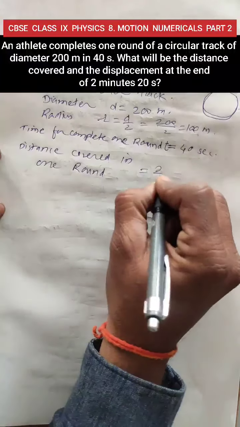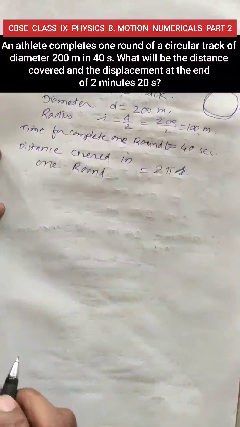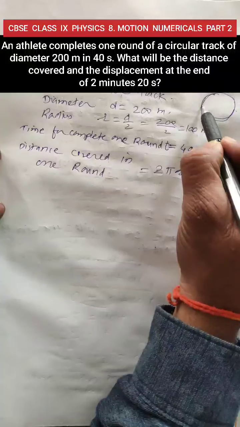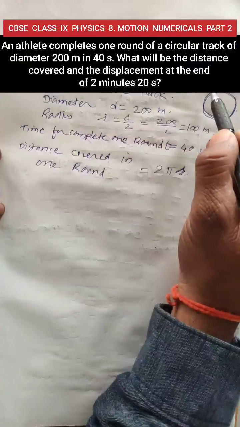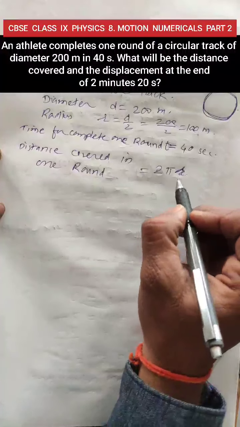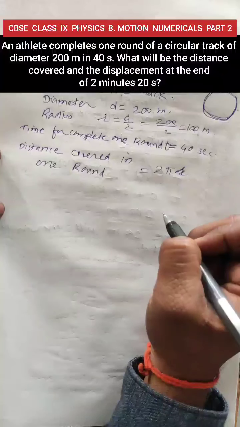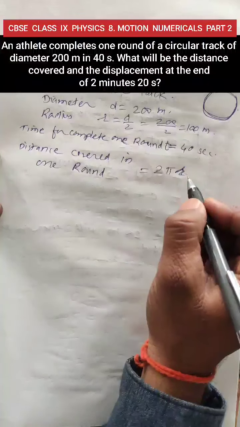So here, the distance covered in one round is 2 pi r. Why 2 pi r? Because it's a circular track. So we have to find the distance of this circular track. We have to find the circumference of a circle, and the formula for the circumference of a circle is 2 pi r. So it is a distance.